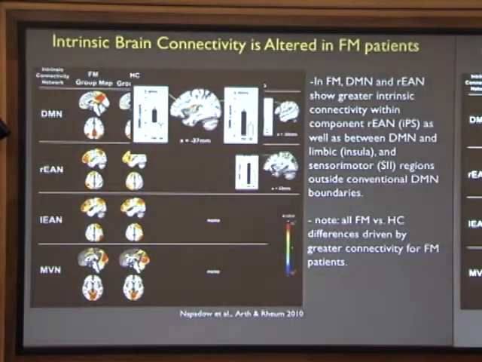And this was not the case for other networks. So here you see this was our control, the medial visual network, kind of the primary visual network. You can see that this network was not found to be statistically different between the patient population and the healthy adult group. Okay.